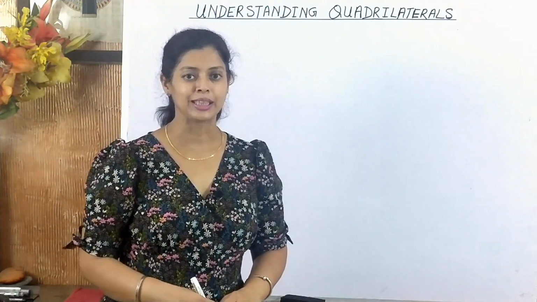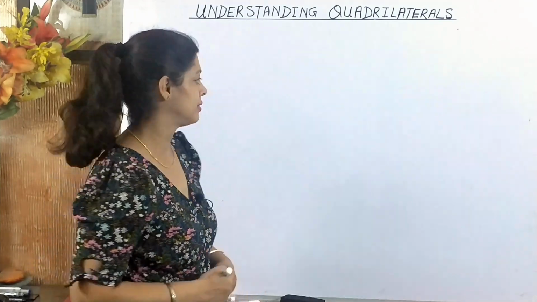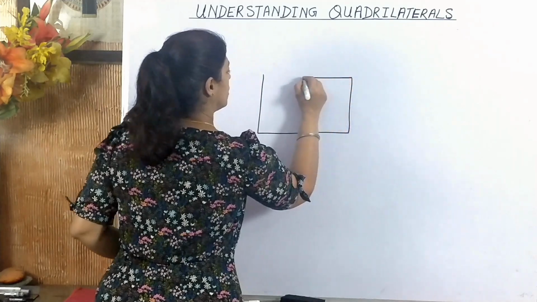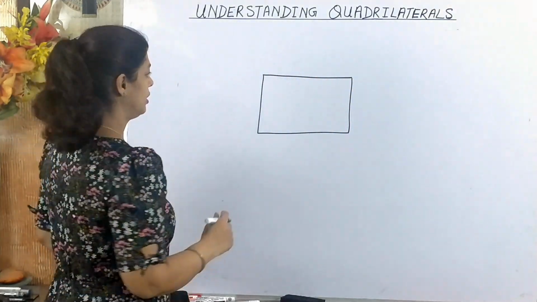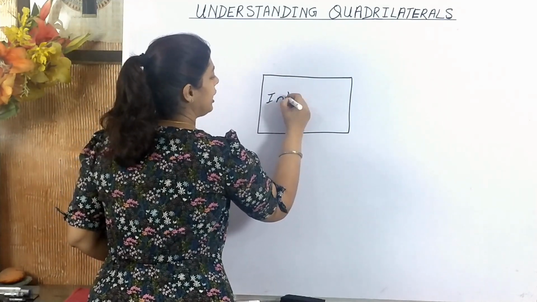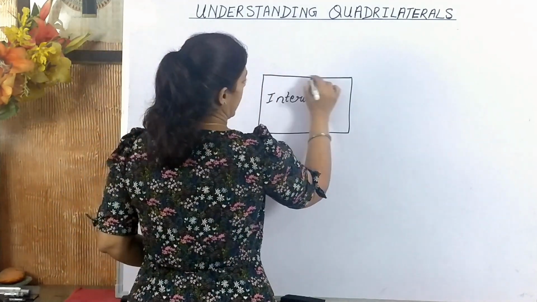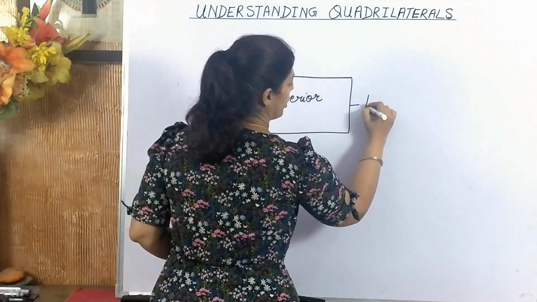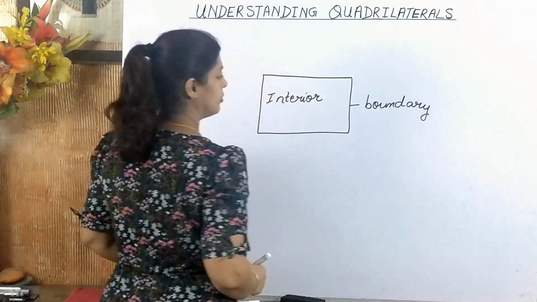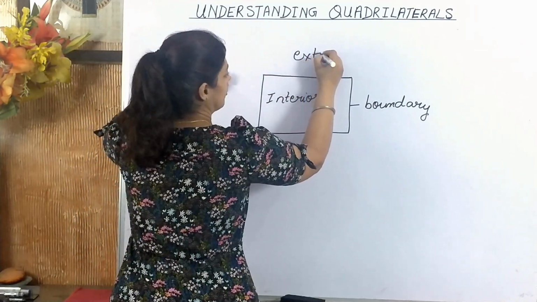Now all of us know what simple closed curves are. A simple closed curve has 3 parts. So suppose I draw a simple closed curve over here. The part enclosed inside the lines is called the interior of the curve. This line is called the boundary of the curve. And the part outside the boundary is called the exterior of the curve.